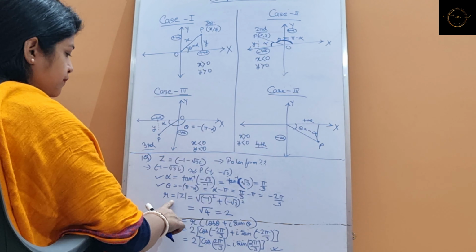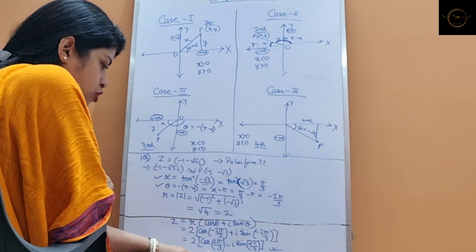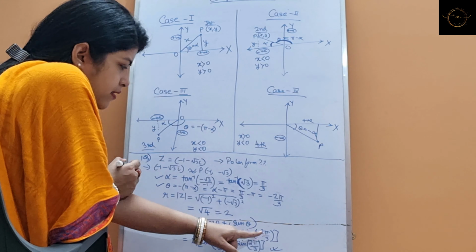Now what is r? r is mod z, under root real square plus imaginary part square. So minus 1 square plus minus root 3 whole square, it's coming 2. So what is the polar form? z is equal to r into cos theta plus i sin theta. Put the values. Cos of minus theta is cos theta. Sin of minus theta is minus sin theta. So minus i sin 2 pi by 3. This is cos 2 pi by 3.